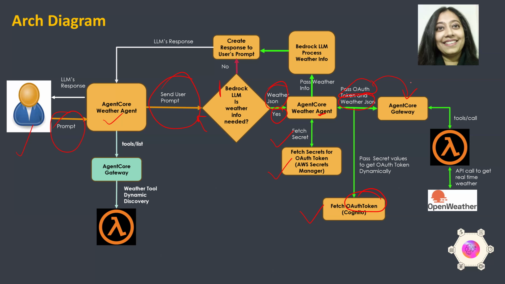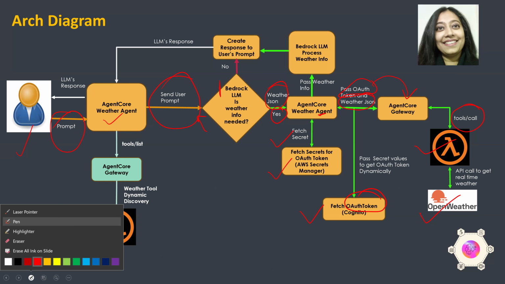Gateway basically understands that, hey, a tool call is needed. And it dynamically calls the weather tool, which is our Lambda function. Our Lambda function behind the scenes calls the OpenWeather API to fetch real-time accurate weather information. So hopefully this is understood until here.